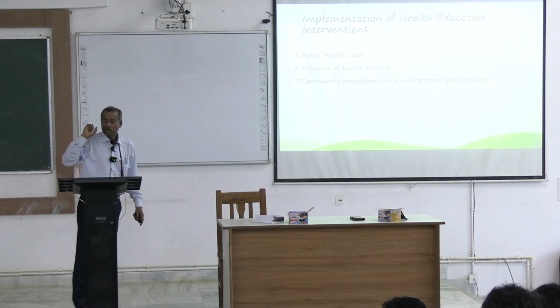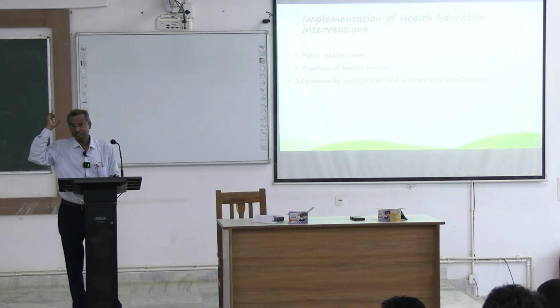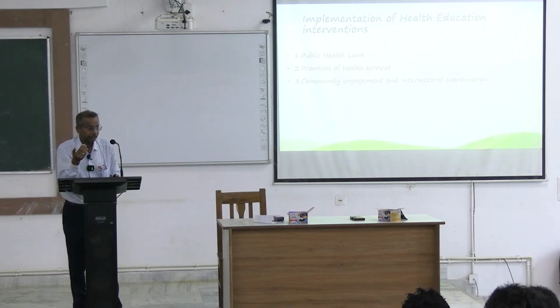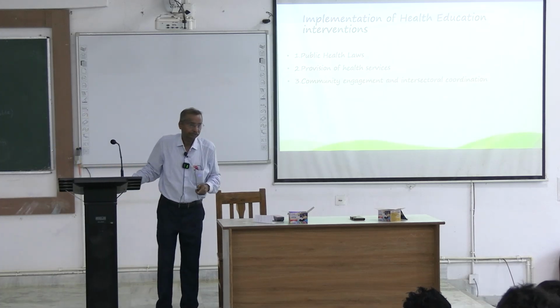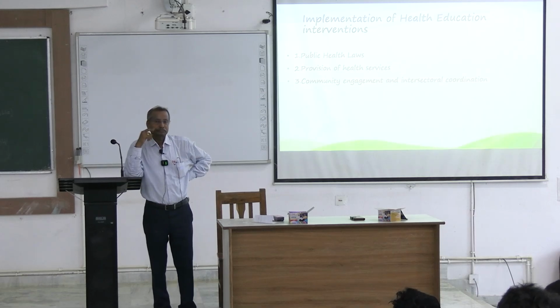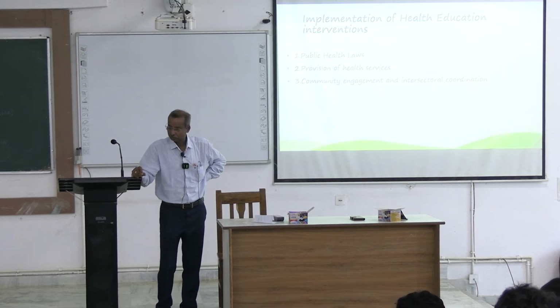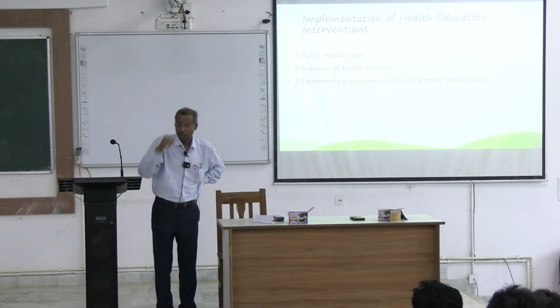Next, how we can implement health education interventions. I told you since the 1980s, health education intervention was one of the most important cost-effective interventions for changing the behavior of the people, for improvement of their health. But how can we do it? Number one, this requires public health laws. We are talking about legal age at marriage. In case of female, till now 18 years. For male, 21 years. Okay. As there is a law, a law is required. Domestic violence, there is a law.